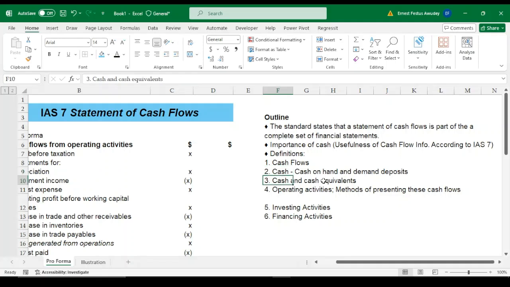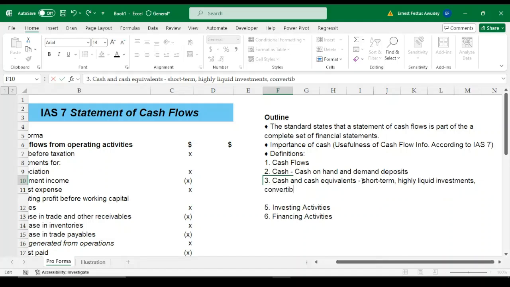All right. Then the third definition we want to look at is cash and cash equivalents. What are cash equivalents? Cash equivalents are short term, highly liquid assets or investments. Let me put investments there. Investments that are convertible.